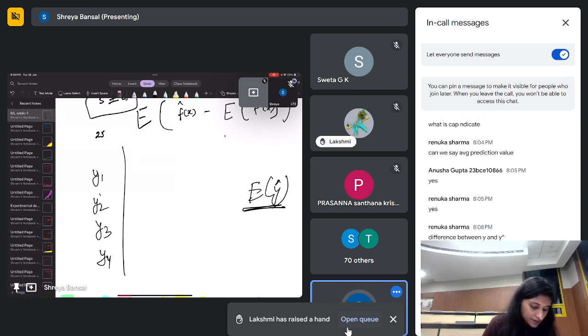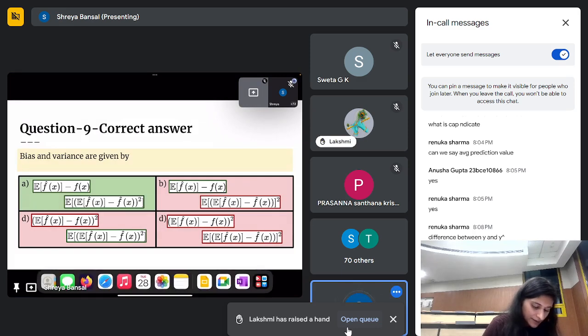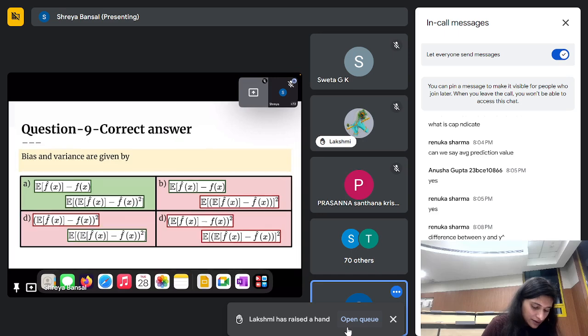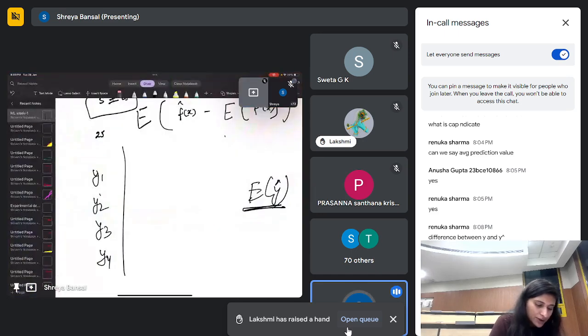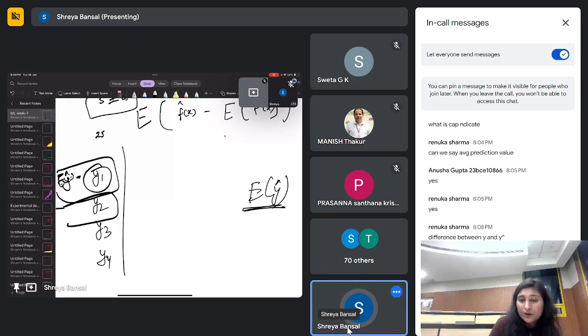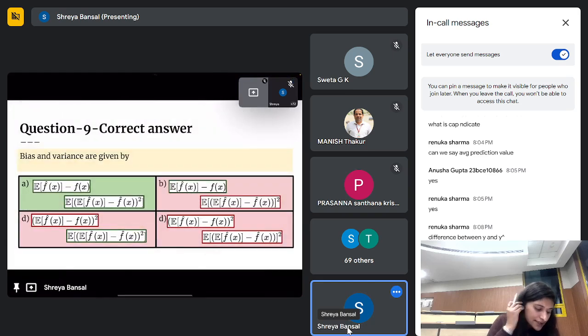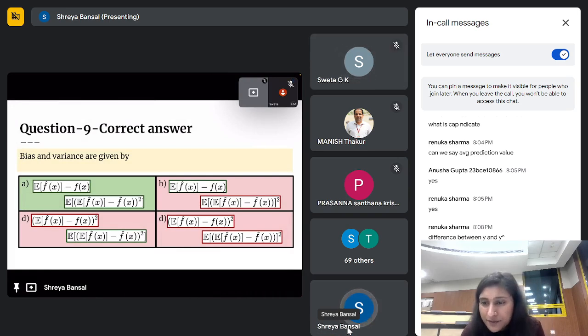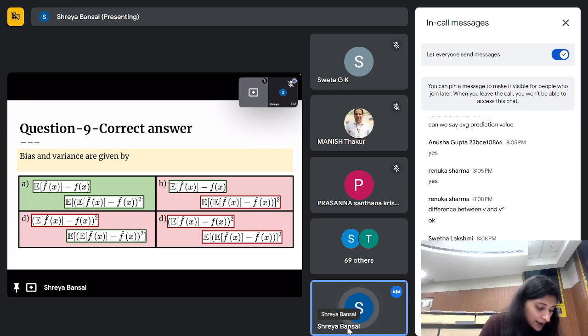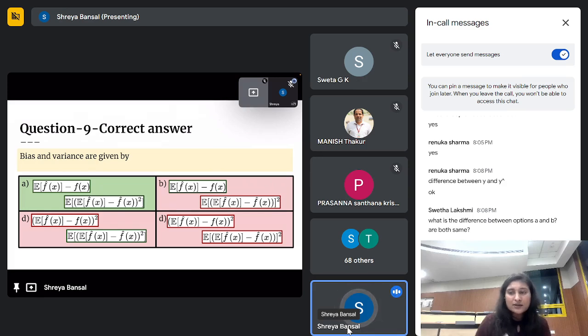Wait a minute, if I am telling you wrong... no, I'm telling you correctly. So this is your output and the expected output. How far is y2 from the expected output? This is how you can calculate the bias. Is it clear? Yes, ma'am. Thank you. What is the difference between option A and B? In options A and B, the square terms are used differently. Just look at the brackets. The brackets are not equal. In one, the square is outside the bracket, and the brackets are not the same. You can see it.